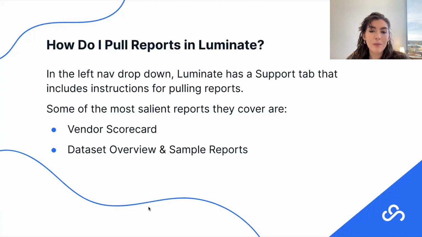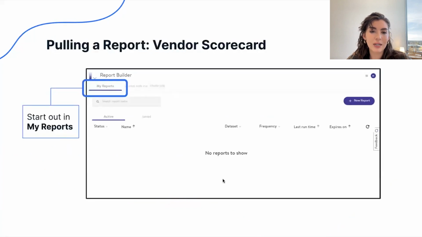So some of the most helpful reports they cover are the vendor scorecard, and then the data set overview and some sample reports. So we'll get into that now. So this is kind of what it looks like if you're starting. You can see the My Reports. This is for charter only. So if you have that, you can share those. You can build new reports. And then this is where you would pull down some of those help desk or customer supports.